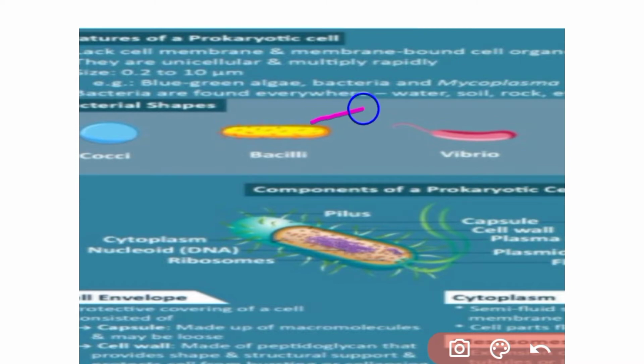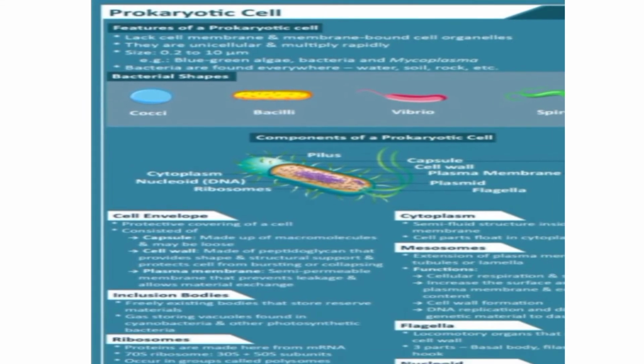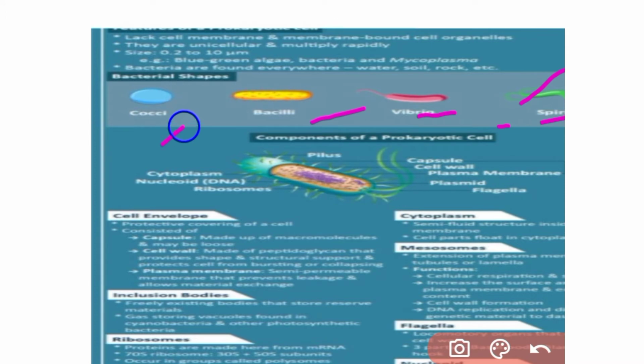Bacteria are found everywhere: water, soil, rock, etc. Here are some shapes of bacteria. Circular bacteria are called cocci, rod-shaped are called bacilli, this structure is called vibrio, and the spiral structure is called spirillum.